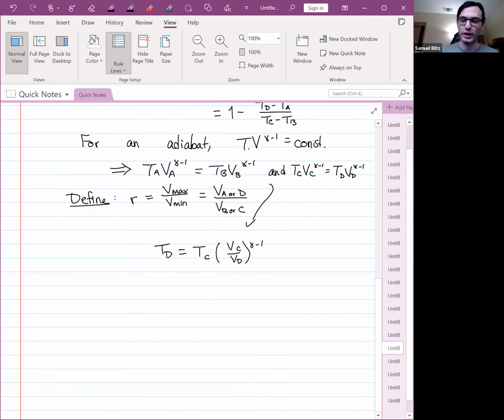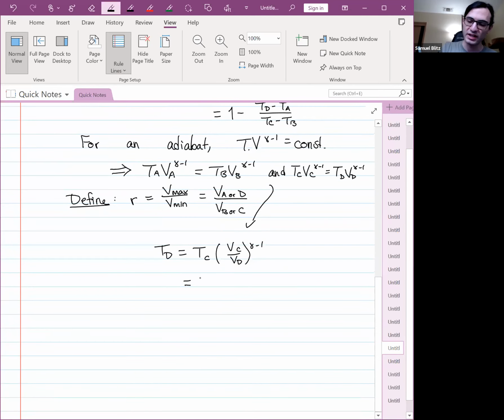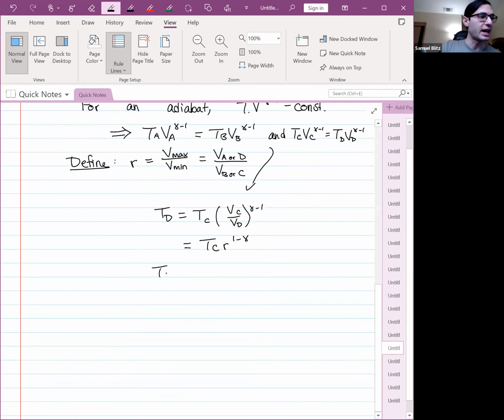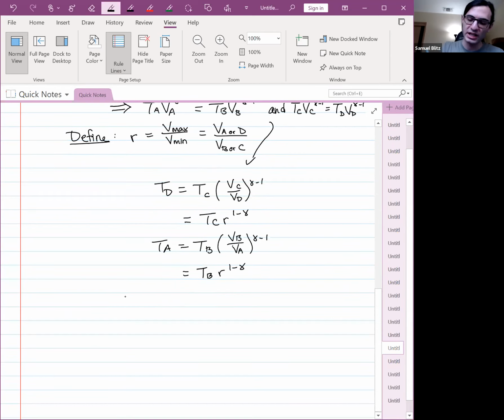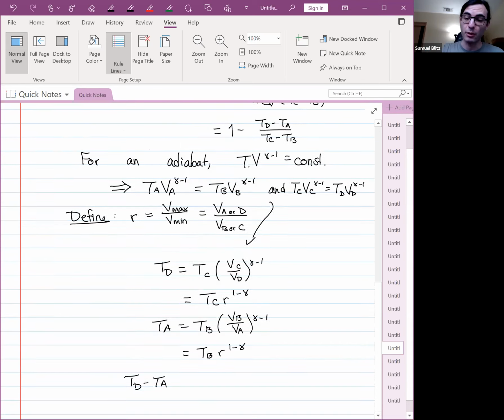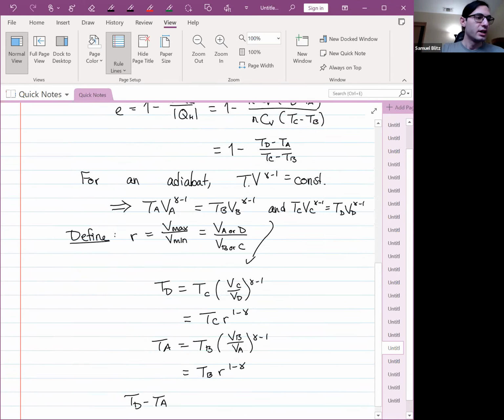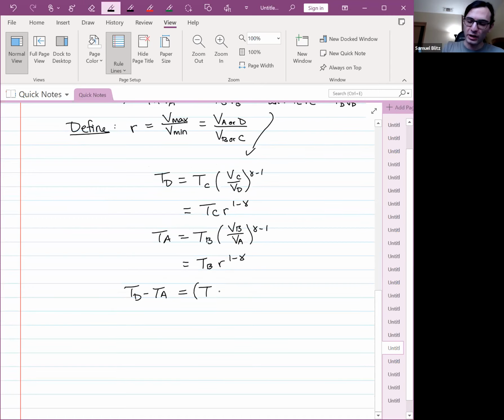TA, but just as a quick further simplification, this is TC times R to the 1 minus gamma, because VD over VC would invert the exponent and make it negative. And then similarly, we have that TA is equal to TB times VB over VA to the gamma minus 1, which is just equal to TB times R to the 1 minus gamma. And so the conclusion then, combining these two results, is that TD minus TA, which is something that we wanted to compute, that's the numerator here, this is equal to TC minus TB times R to the 1 minus gamma, right?